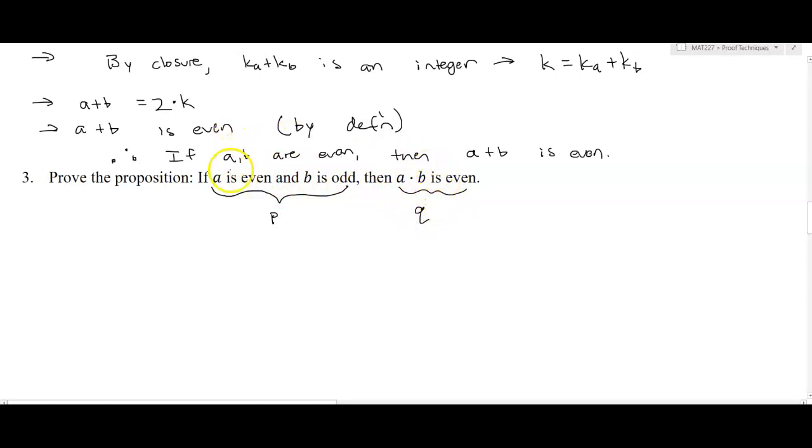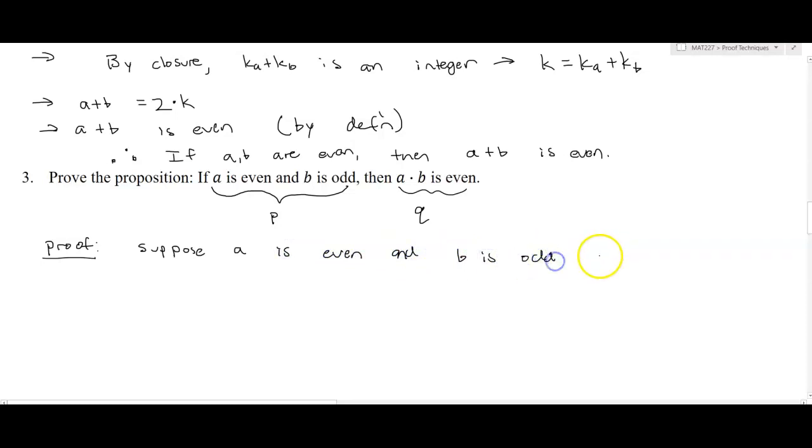So what we're going to do here is we're going to break up A as a definition of an even number, write B as the definition of an odd number, multiply them together and show that we get something that is even, that can be written in the form 2 times some integer. So I'll start off this proof in a very, very similar sense. We'll say, suppose A is even and B is odd.